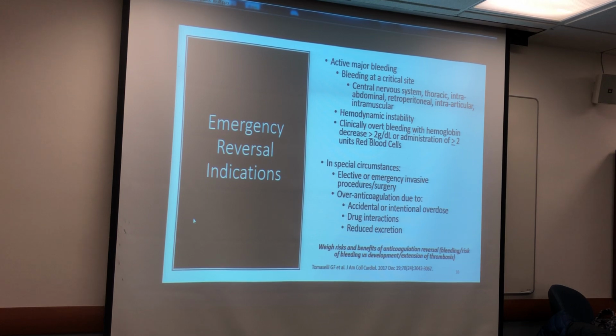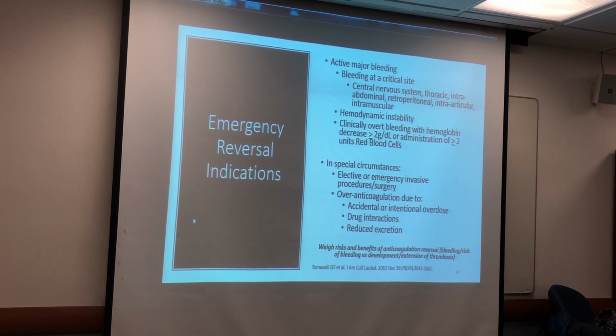GI bleeds are not considered critical site bleeds, but they can often cause hemodynamic instability, which is the second criteria. And then the third is overt bleeding that decreases the hemoglobin at least by 2 points or necessitates administration of at least 2 units of packed red blood cells.